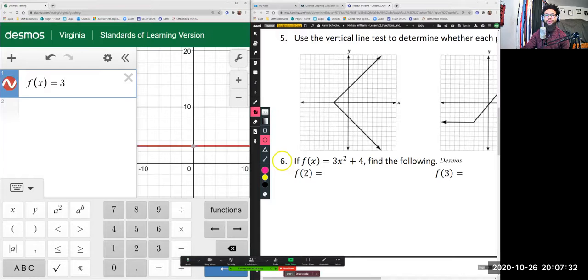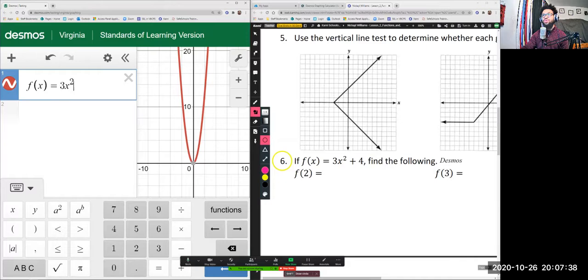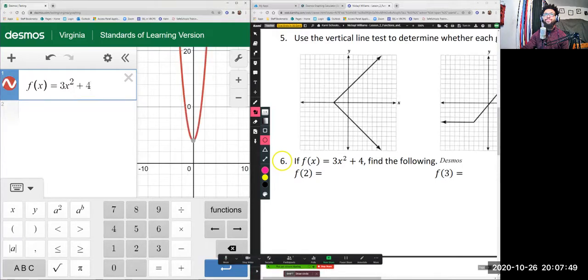I can hit 3x, and then this one here, this a squared, is going to put that squared function on it. So I can keep on writing 3x squared, and now I have plus 4. Okay, so that's a pretty cool thing. And it's showing us this function here.